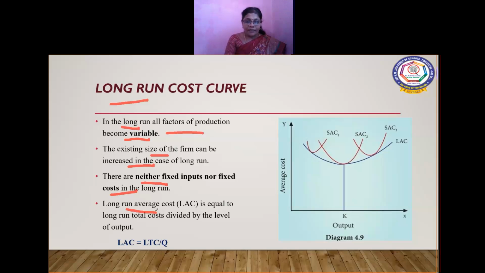The long run average cost curve is equal to long run total cost divided by the level of output. Actually, the long run cost curve is a group of short run average cost curves. In this diagram you can see the long run cost curve, which comprises short run average cost curves. So the long run average cost curve is the locus of short run average cost curves.